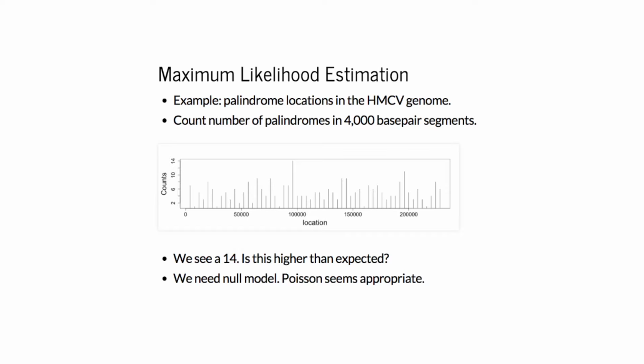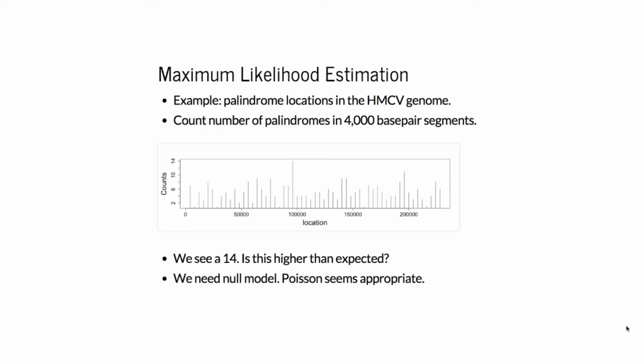Here's an example where we took a virus, we looked at its genome, and we looked for palindromes. So the data that you see in this figure is coming from little segments of 4,000 base pairs, and we count the number of palindromes in each one. We notice that there's a specific location where we see 14 palindromes, and we wonder if this is higher than expected. Maybe there's something special about this region that we can use in some practical way. But in general, all we're trying to do right now is determine if 14 is higher than expected.